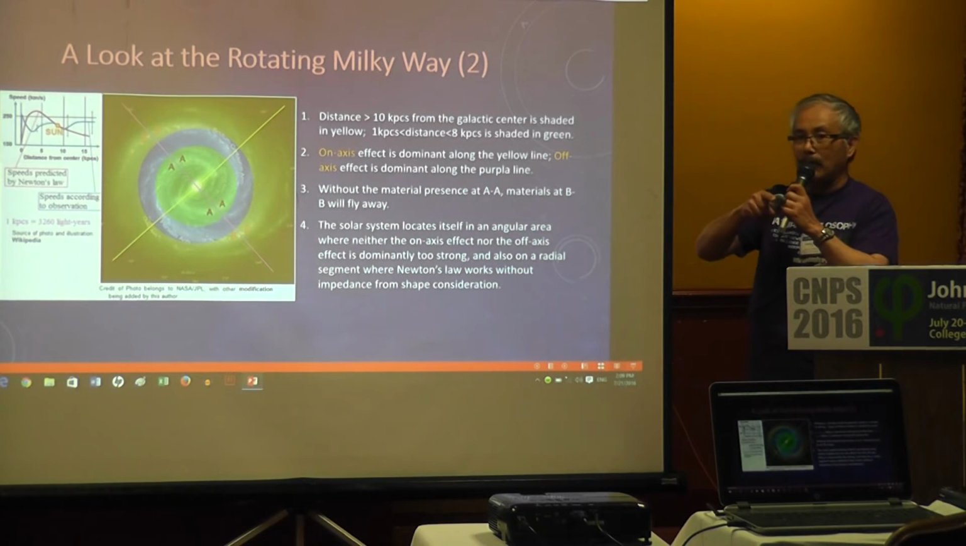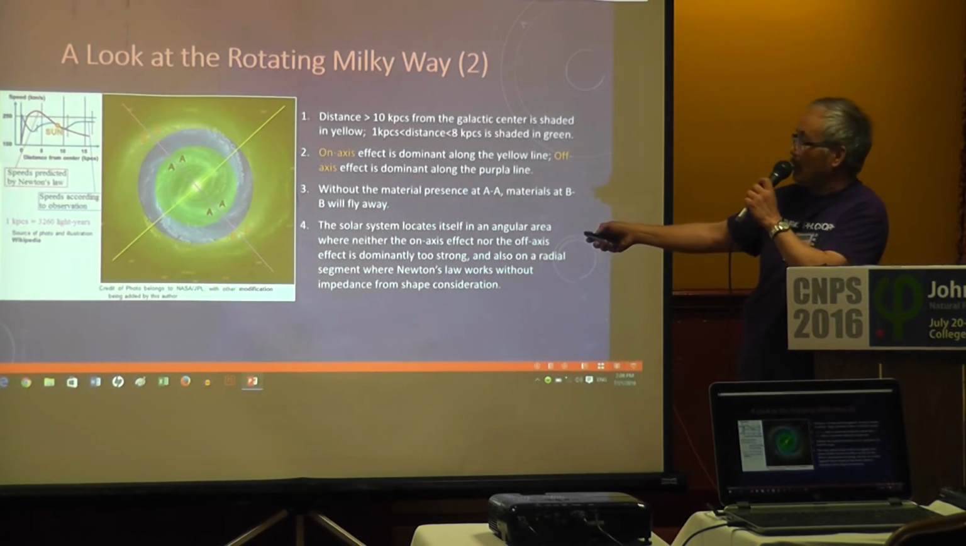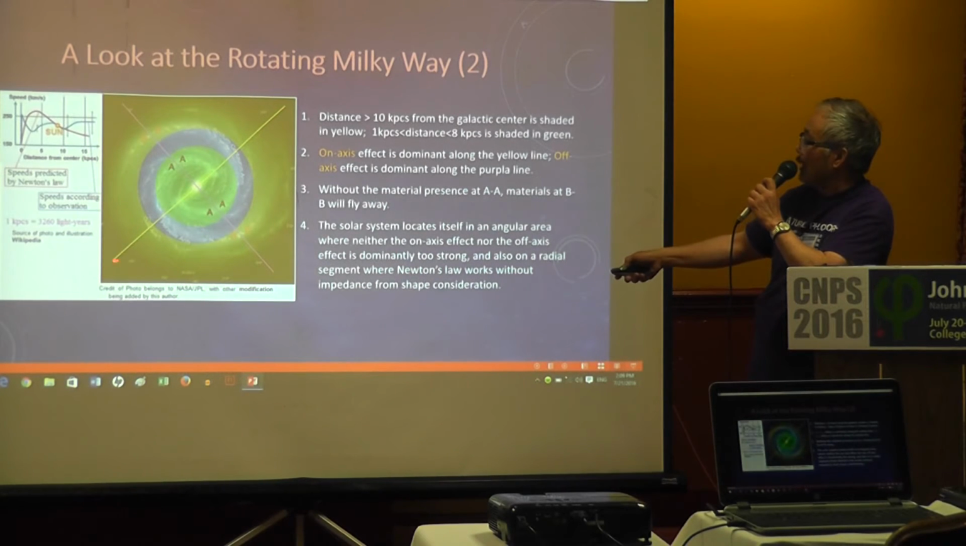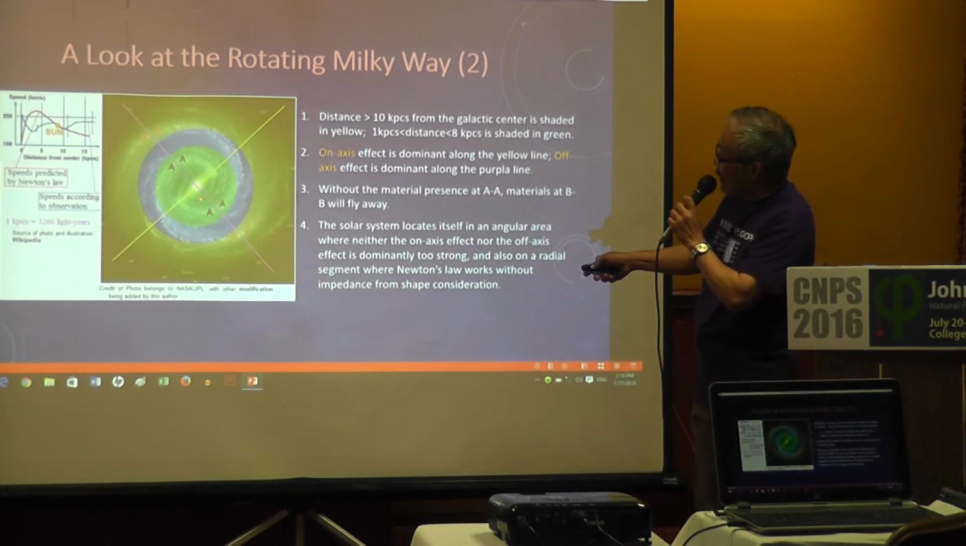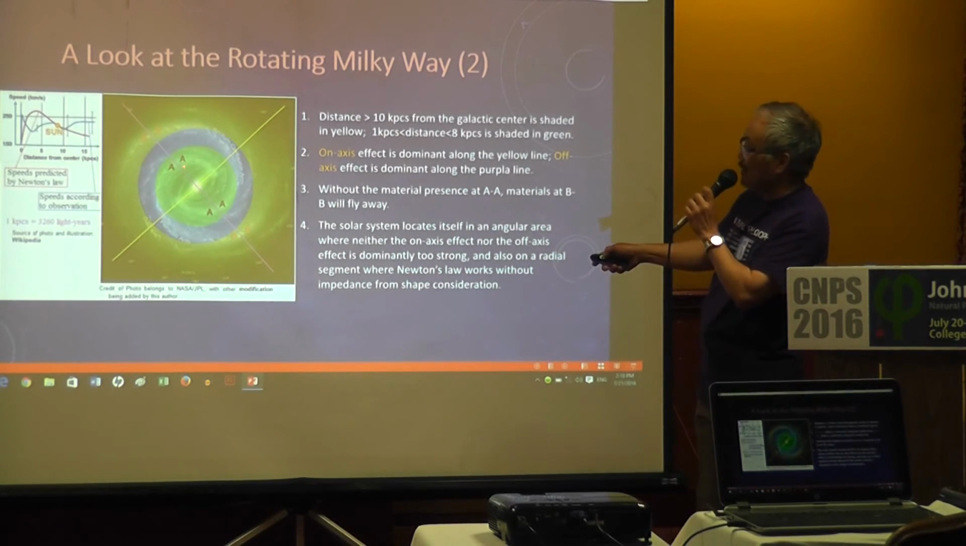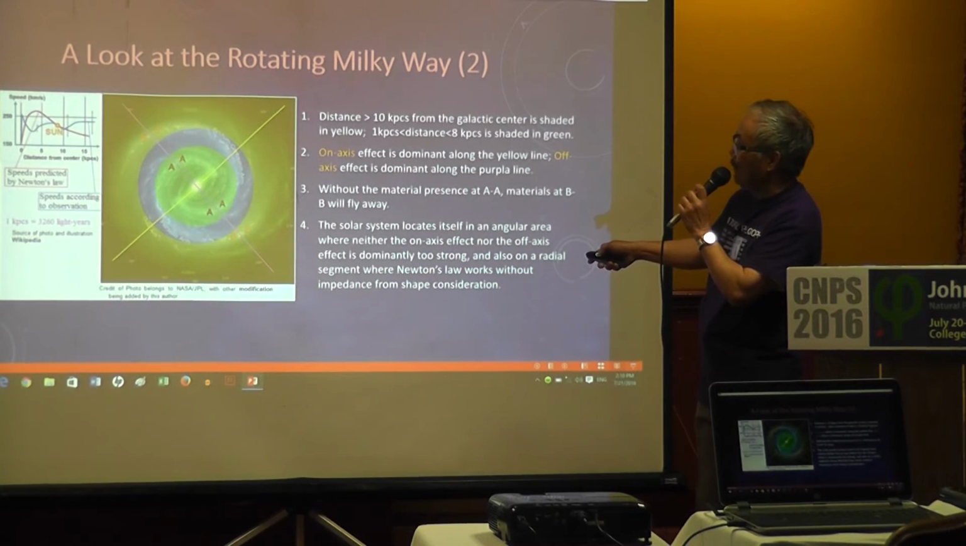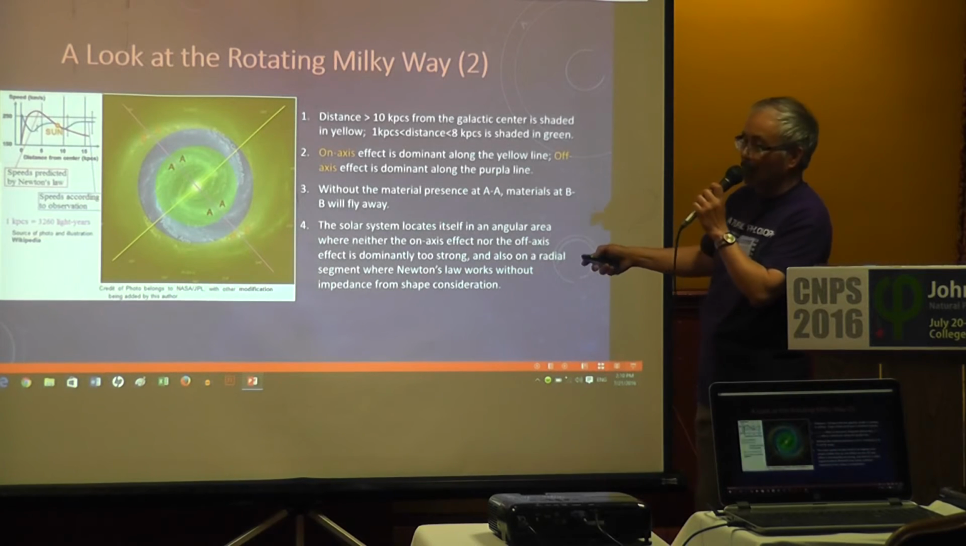Okay, on the previous picture, the same Milky Way picture, I shaded them in two different colors. I explained this before. Along this yellow line is a strong on-axis effect. On this purple line, it is where the off-axis effect dominates. If we see this arm over here, this material may be flowing away, but it may be flying away. However, because of some proper speed, it stays there. Without the material AA over here, the off-axis effect very dominating, this material BB would have flown long ago.